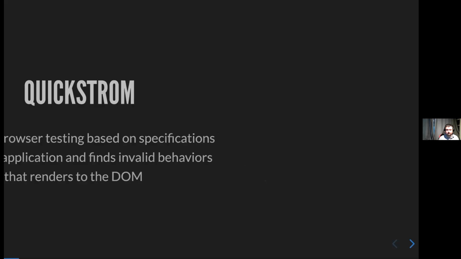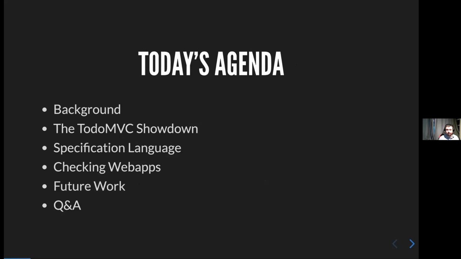Today I'm going to go through a bit of the background of this project, how it started, and the ideas. I'll present a case study called the TodoMVC Showdown, which I've used as a benchmark of this tool itself. Then we'll go into more detail and look at the specification language and how you use Quickstrom to check web applications in practice. Finally, I'll talk a bit about what might happen in the future, some plans and ideas. And then questions at the end.